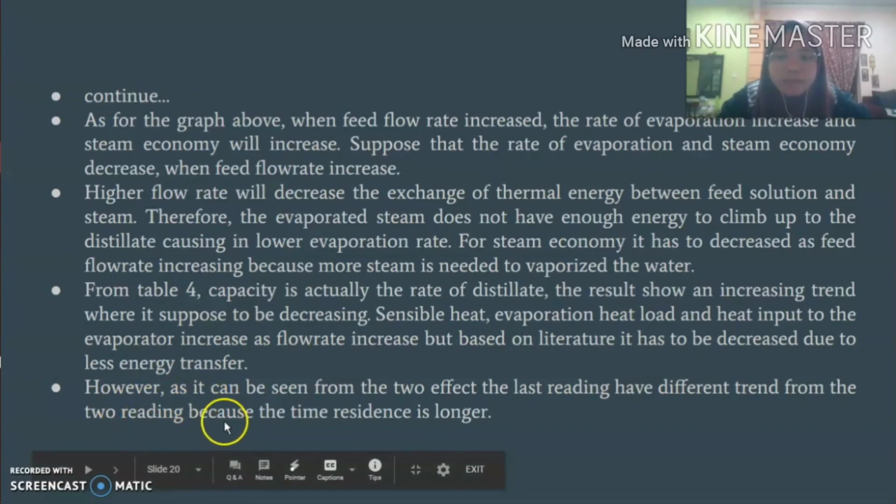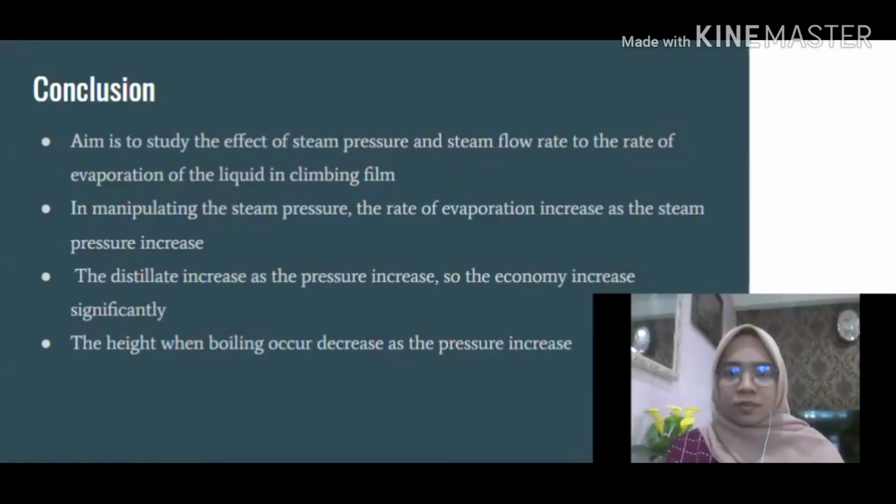However, for the overall data in table 2 and table 4, we can see that the last reading from the 3 trials has a different trend, and this is because the residence time is 10 minutes longer, so that's the reason why the trend is different. So that's all for discussion.